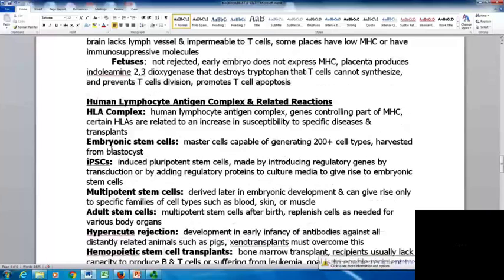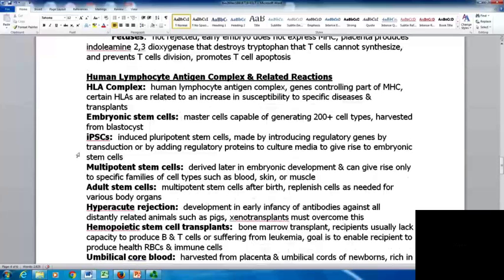So when we look at the human lymphocyte antigen complex, or the HLA, and some of the related reactions here, your HLA complex is your human lymphocyte antigen complex, the genes controlling part of the MHC. Certain HLAs are related to an increase in susceptibility for specific diseases and transplants. So they can actually do HLA typing to see if a person is at risk for certain diseases.